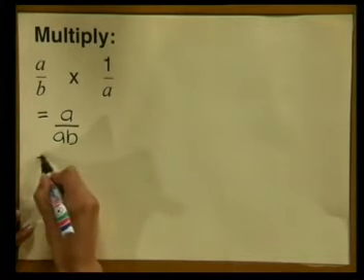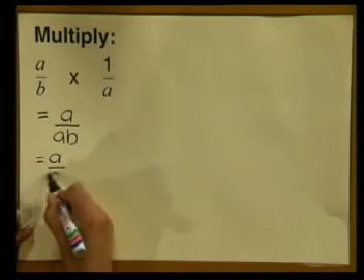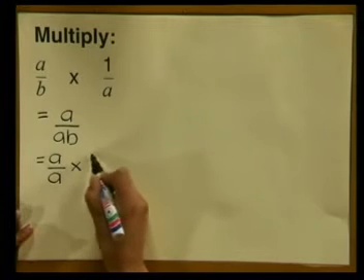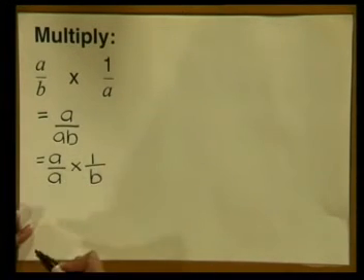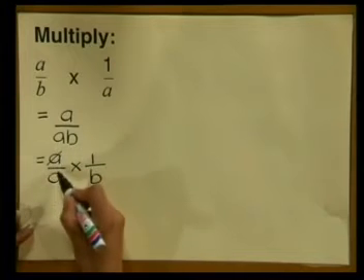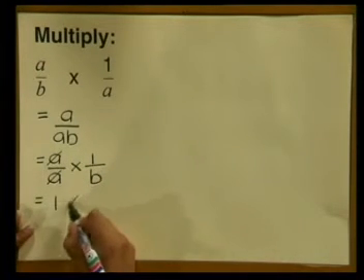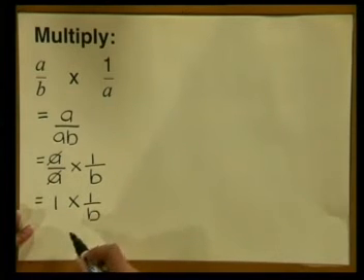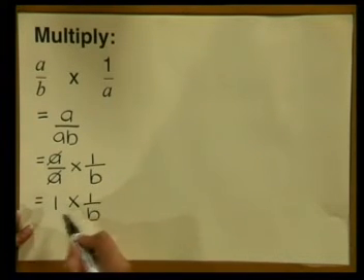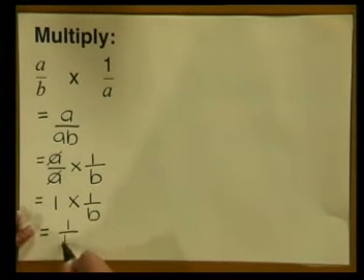And now we can write this in another way as a divided by a multiplied by 1 divided by b. Notice now we have our common factors and those cancel and we are left with 1. A lot of people want to write 0, but we're actually left with 1 multiplied by 1 over b. Now, something multiplied by 1 is always itself, so that ends up being 1 over b.